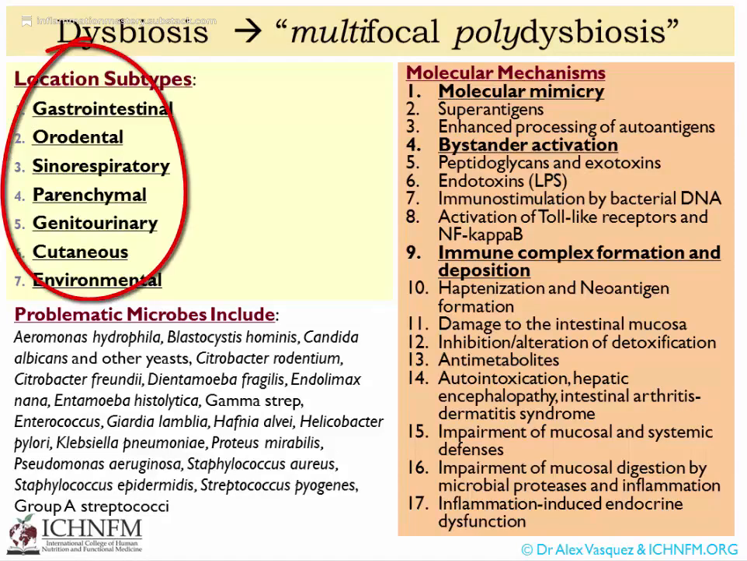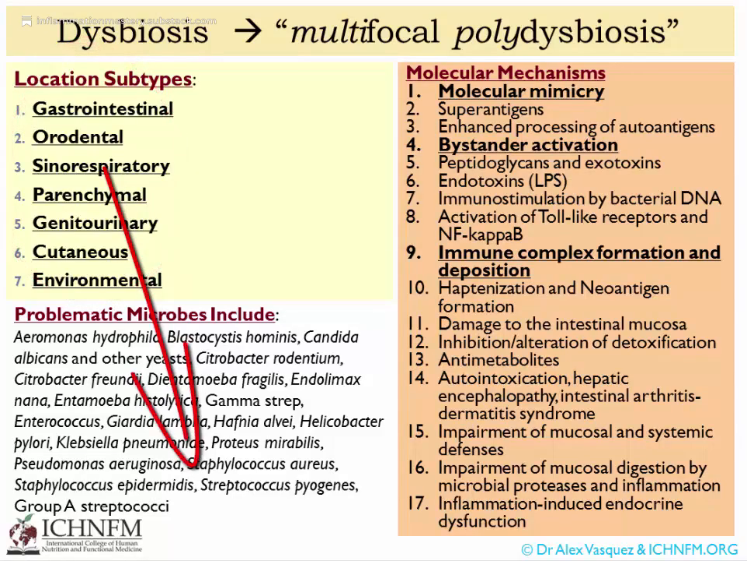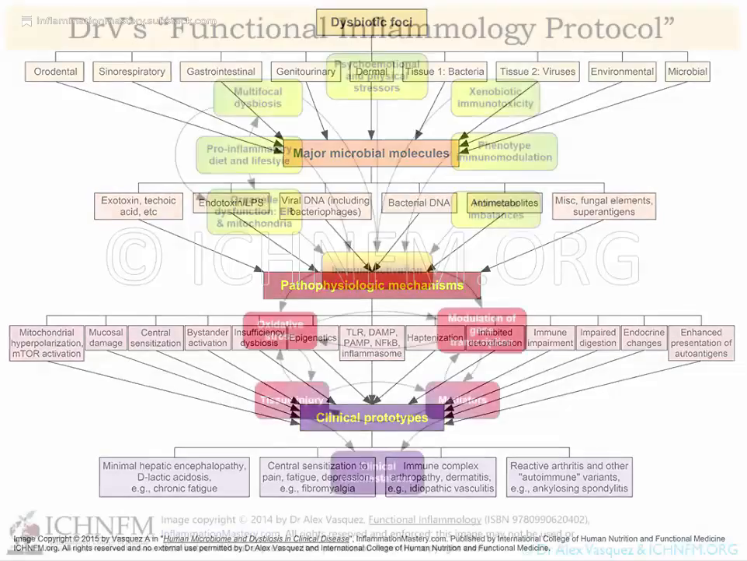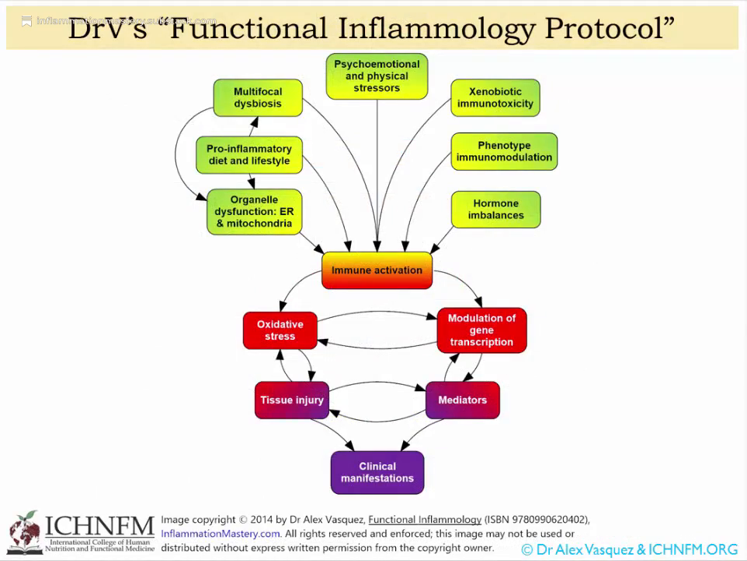The location subtypes are listed. I've also discussed previously some problematic microbes, and we've already reviewed the molecular mechanisms. Moving on now, again, I provide an overview of the structured approach, discussing different locations, how each of those locations can contribute different combinations of microbial molecules based on the receipt of those different microbial molecules in different quantities and different patterns. Then we see different pathophysiologic responses, and that leads ultimately to different clinical prototypes that we have to deal with in clinical practice.